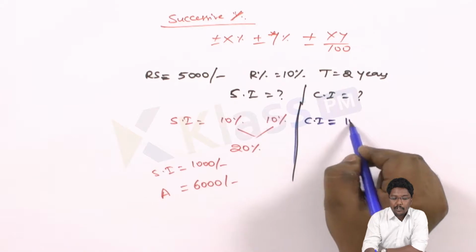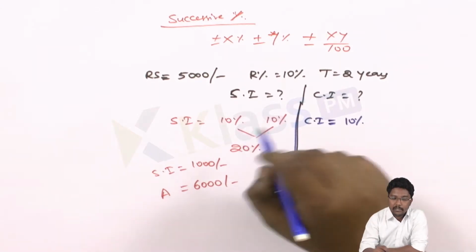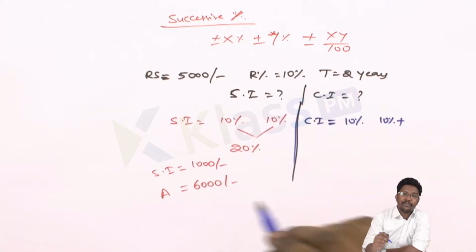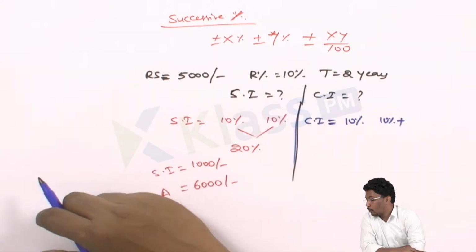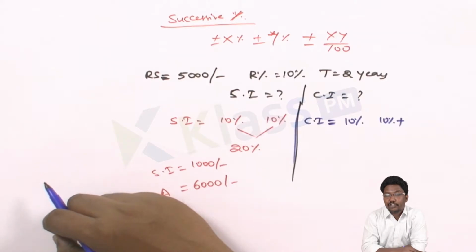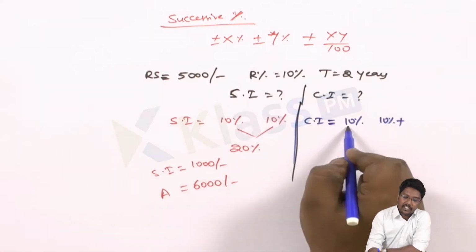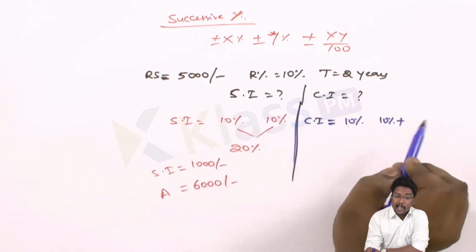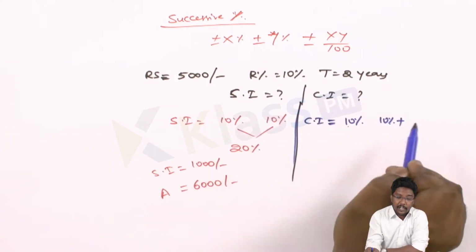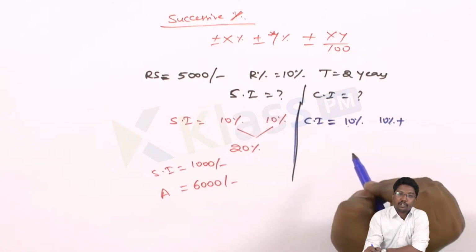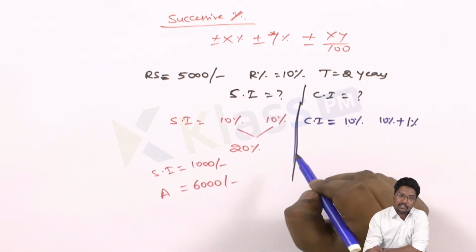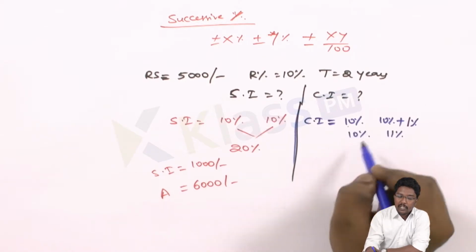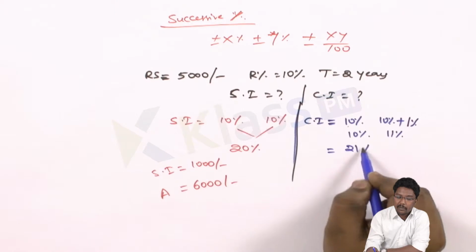Okay. Compound interest for the first year is 10%. But the second year it is 10% plus 10% of 10%. Because what is the definition of compound interest? Interest on interest. So the first year it is 10%. The second year is 10% on principal and 10% on interest. Interest on interest, so 10% of 10% means 1%. So for the second year I am paying 11%. In total for 2 years I am paying 21%.